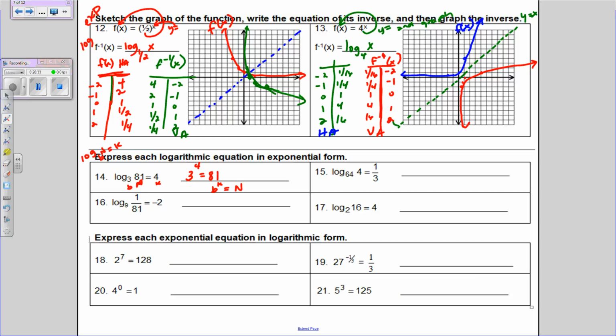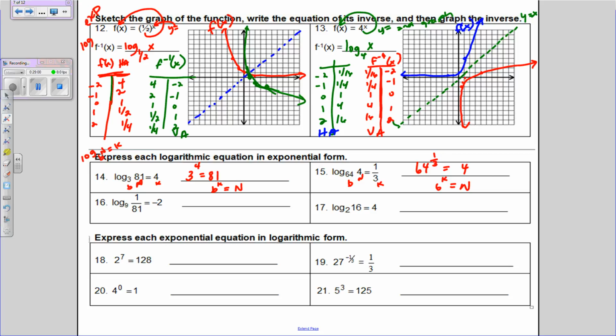So number 15, I'll do that with labeling. The next two we'll do with the circle method. So this would be N and K, whereas the exponent is B to the K equals N. So we want 64 to the 1/3. It means what number cubed is 64, that is 4. And that's true.